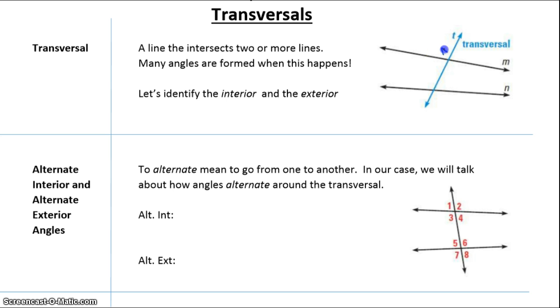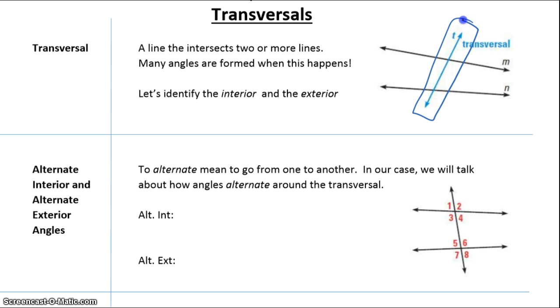And when that happens, we have an angle here, an angle here, an angle here, an angle here, an angle here, an angle here, an angle here, and an angle here. That was probably really annoying sounding, but you get my drift, right? Lots of angles are formed there. So let's talk about what the interior would be and the exterior would be.